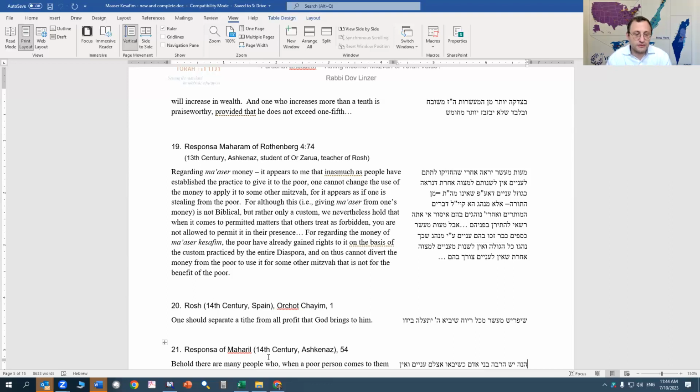Okay, so take a look here. We'll read this again. We read it a little quickly at the end of last time. We'll read it now a little more slowly. This is source number 19. Okay, regarding the money of Maaser Kesafim, it would appear to me that once the established practice was to give to the poor, so he acknowledges, he starts by saying that the practice is, what do you do with your Maaser money? You give it to the poor.